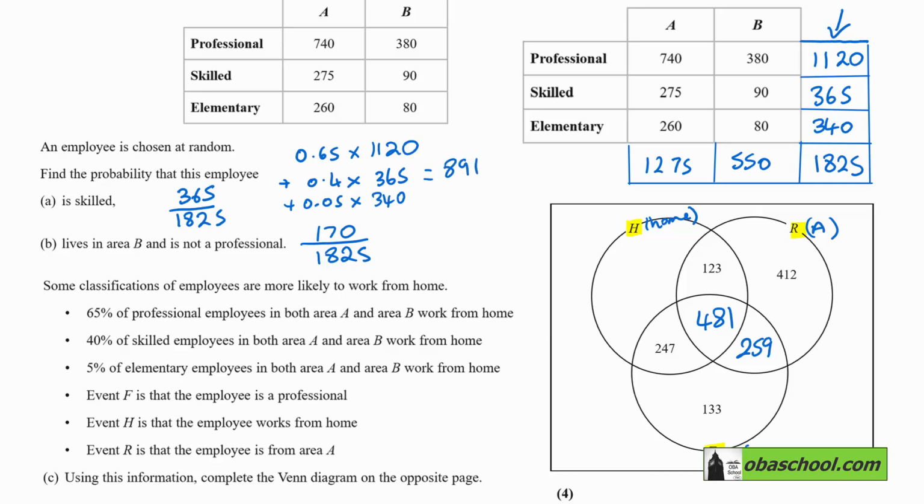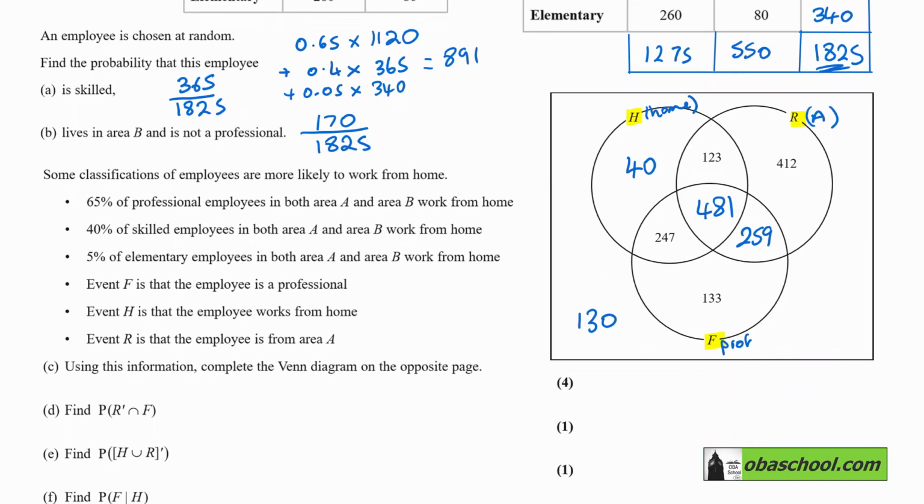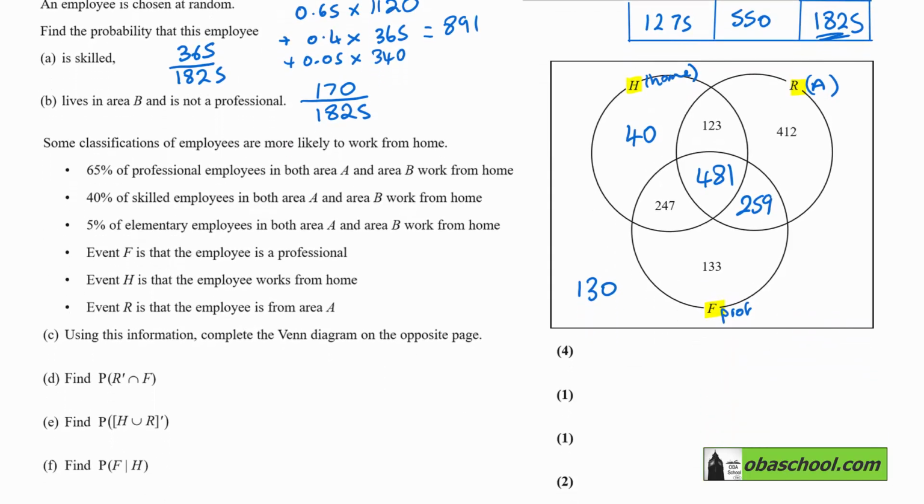All we need to do then is subtract from that the other values that are in that circle, and we end up with 40 in here. Now we know in total that there were 1825. If we do 1825, take away all the other numbers, we'll end up with 130 in the outside. So now that we have the Venn diagram, we have some probabilities to do.